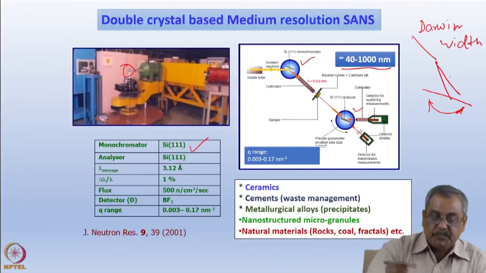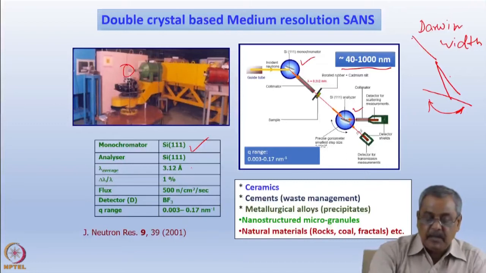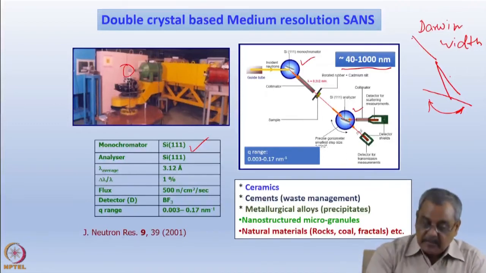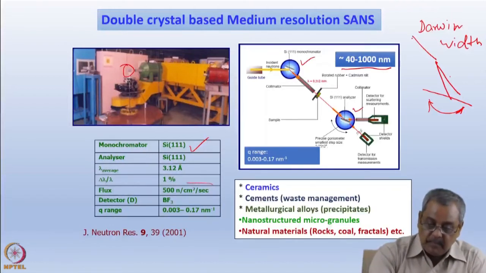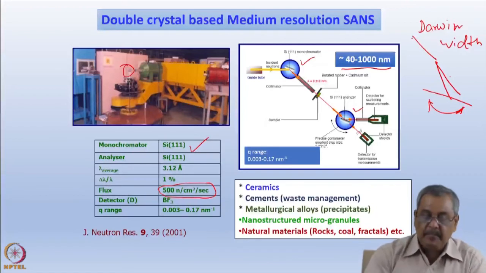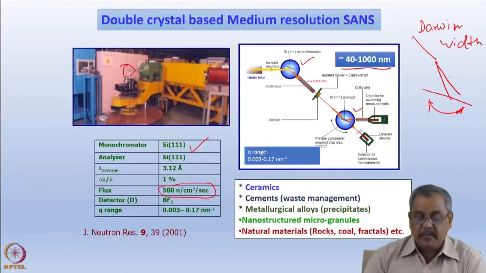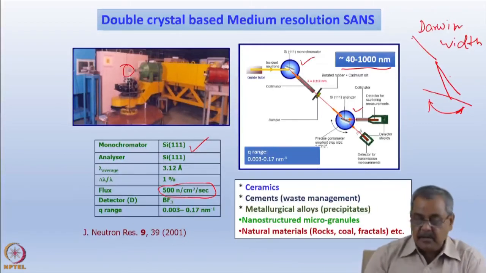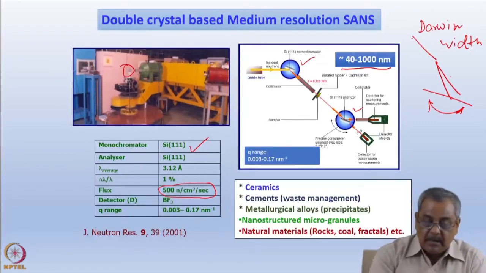So I have given a list of the lambda. Delta lambda by lambda is very good, 1%, but the flux is low. I must accept it, because it's a single crystal diffraction coming from the first crystal from a polychromatic beam, and I get only 500 neutrons per centimeter square per second. The detector is a BF3 end-on detector, and the Q range, please note, is 0.003 to 0.17 nanometer inverse.